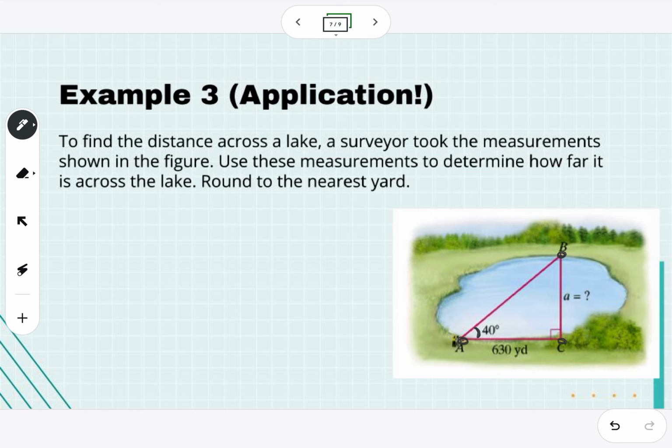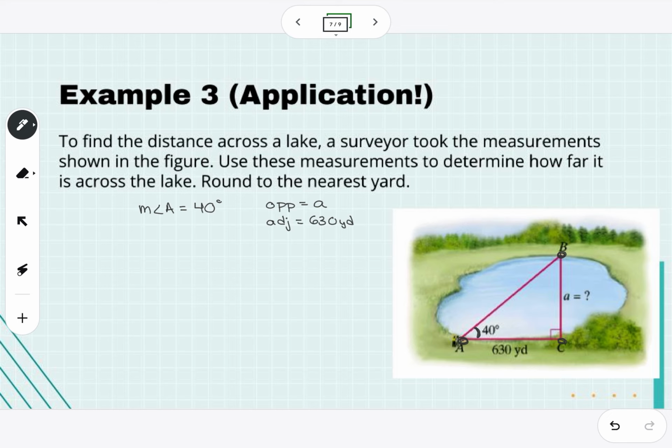So if I'm trying to focus on angle A, and we know the measure of angle A is 40 degrees, what two sides of my triangle am I dealing with? Opposite, adjacent, or hypotenuse? Well, my opposite side is represented by A. That's the thing I'm trying to figure out. I don't know my hypotenuse, but my adjacent side we know is 630 yards. So right now I have info about an angle, and I have info about opposite and adjacent sides. So let's use a trig ratio to help us solve for that missing A value.